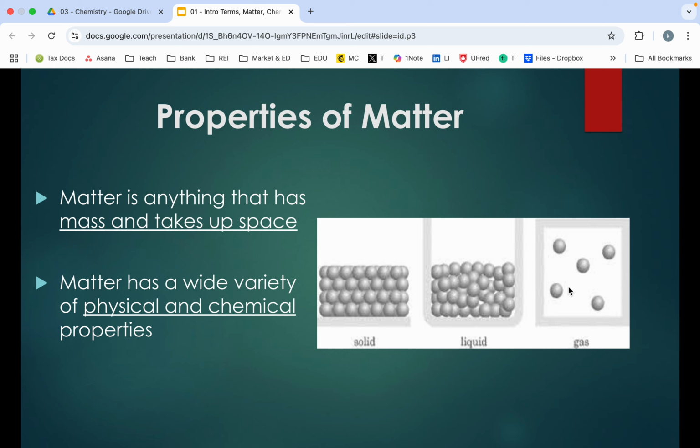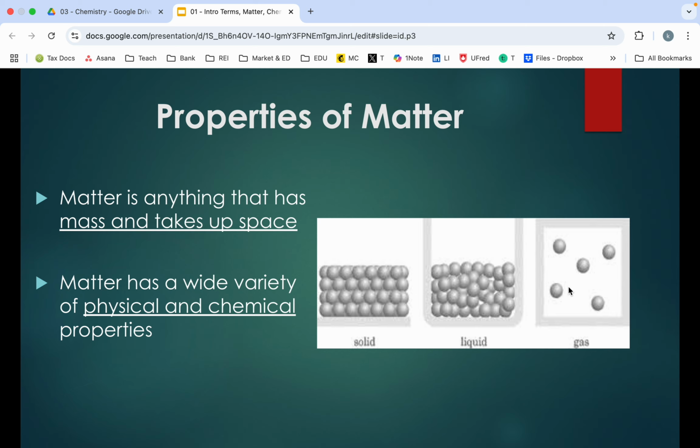Next up, matter is going to have a wide variety of physical and chemical properties. And so what that means, the physical stuff there, how it looks, whether or not we can bend it or twist it or shape it, things like that. And then the chemical properties, what it wants to do when it combines with other things, or does it even combine with other things. Every single bit of matter that is different from another piece of matter, so every different substance, is going to have slightly different physical and chemical properties, or maybe wildly different physical and chemical properties.